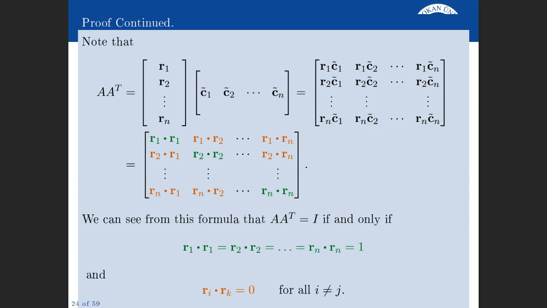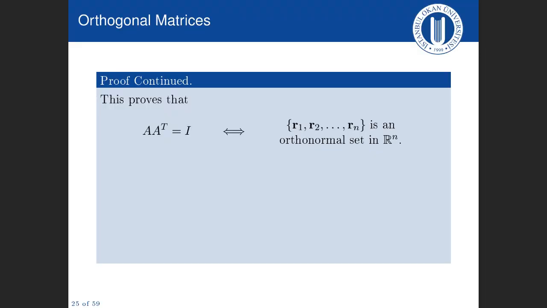Now we can see from this formula that we can only have A A transpose equal to I if and only if these two things are satisfied. To get the identity, that means one down the main diagonal, all of these green terms must be equal to one, and all of the orange terms must be equal to zero. But that's exactly the same as saying A A transpose is equal to I if and only if the set of row vectors of A form an orthonormal set in Rn.